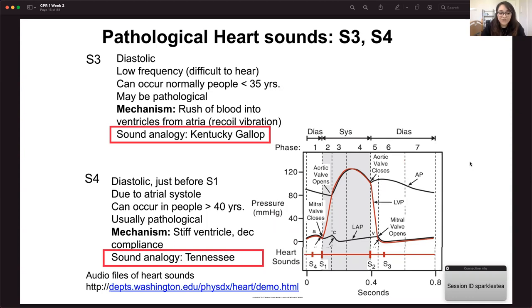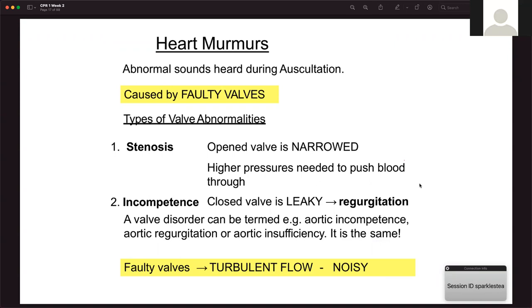For your S3, the sound analogy is Kentucky Gallop. For your S4, it's Tennessee. Just remember them for your exam. I think Kentucky Gallop has to do with horse racing, but I don't really know what it sounds like exactly. Okay, let's go to the next slide.